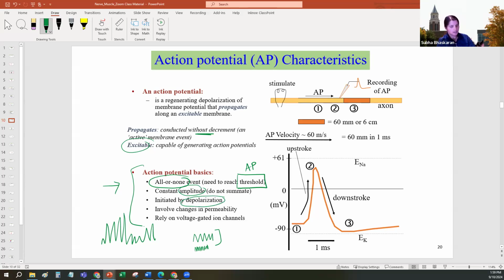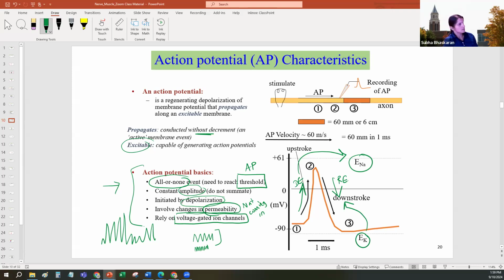Depolarization initiated by an exciting stimulus involves changes in permeability. What does that mean? Sodium coming in, correct? That is what permeability means. And they rely on voltage gates. Now you understand the importance of voltage gated ion channels. So this is the upward stroke and downward stroke, depolarizing and repolarizing. ENa refers to depolarizing, and then EK for repolarizing. And EK stands for potassium permeability. All right. Everything comes down to the basic understanding.